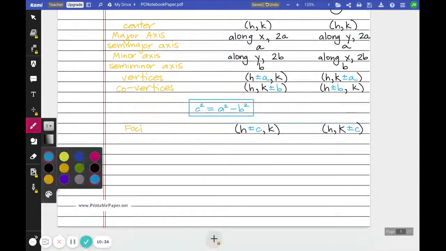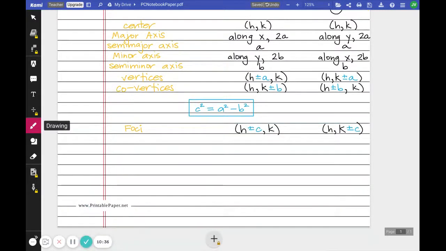Now, before we totally wrap up ellipses, we're going to talk about this word eccentricity, right? And it's just about how squished your ellipse is. Eccentric means odd. Eccentricity in terms of an ellipse just means, hey, how squished did we squish it? So it's going to be c over a. And for an ellipse, our eccentricity should be less than 1.